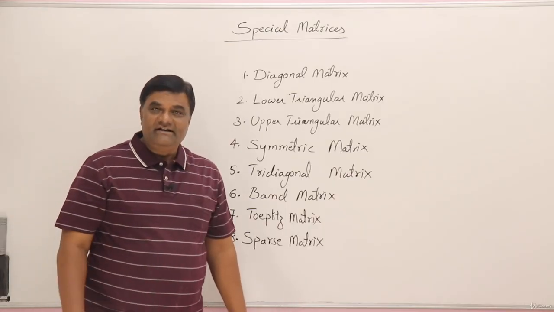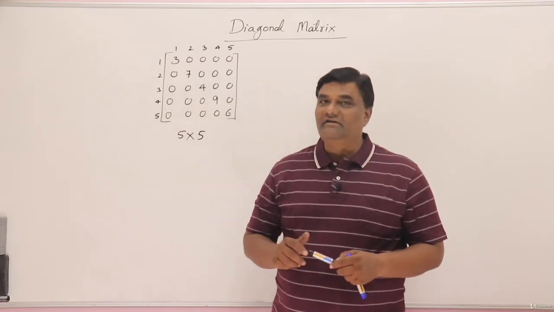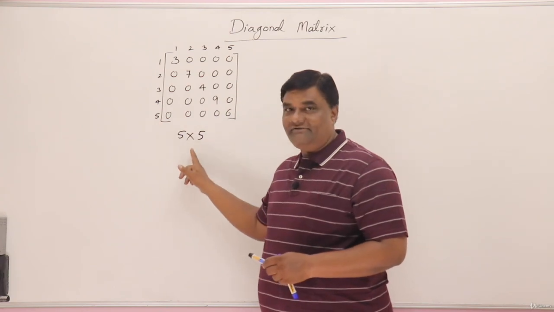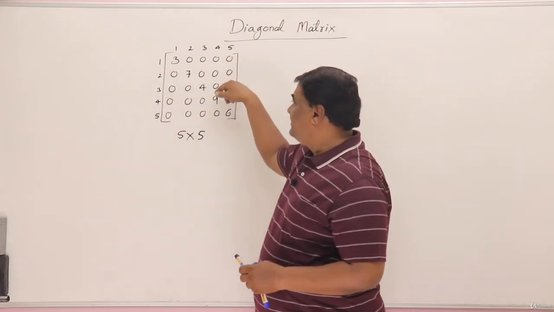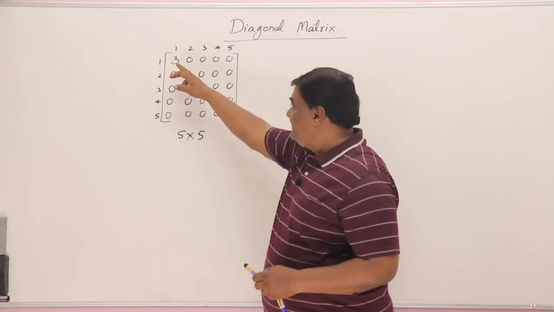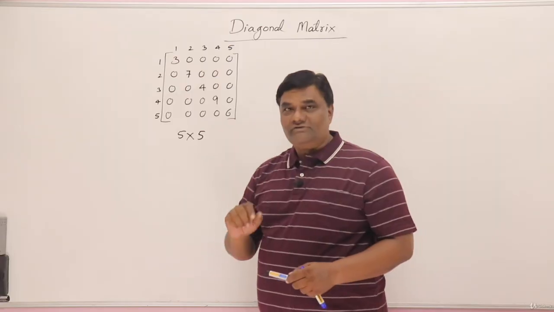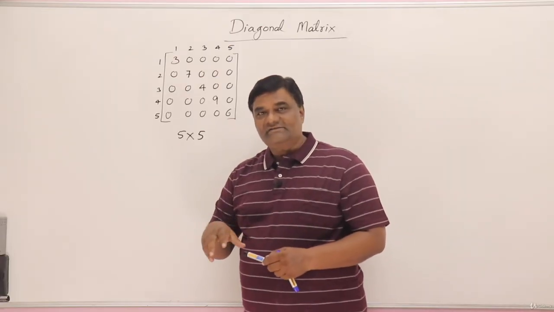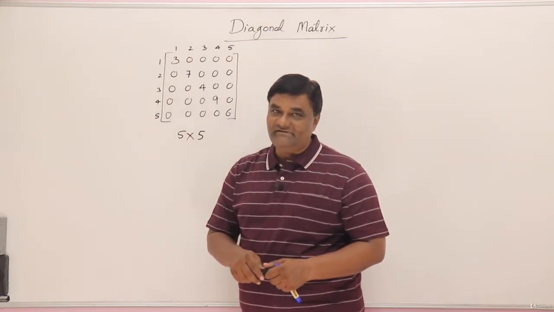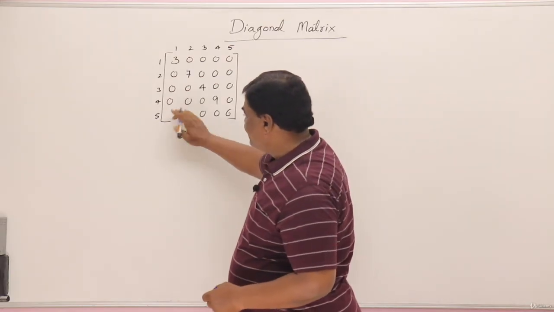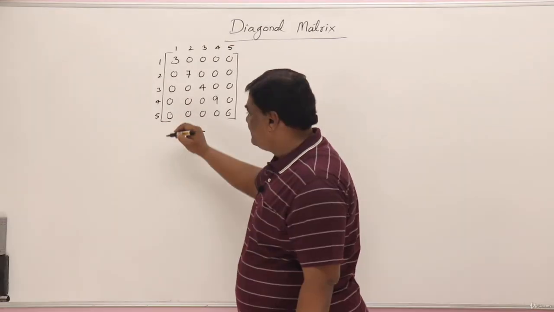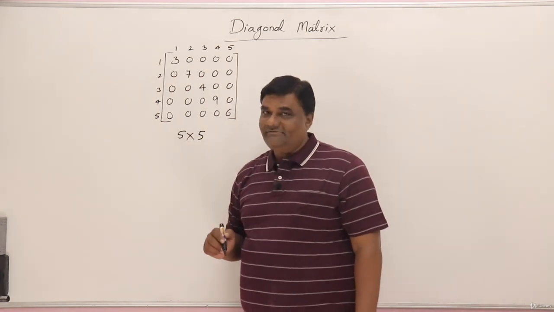So let us start with diagonal matrix. This is a diagonal matrix. I have taken a diagonal matrix of order 5 by 5, that is 5 rows and 5 columns. And here you can see that most of the numbers are zeros and only the elements in the diagonal are non-zeros. So the important thing is, other than the diagonal, all elements must be zero, then only we say it's a diagonal matrix. Suppose I have some element here, let us say 5, then it's not a diagonal matrix. This must be 0. So the important condition is all those elements must be 0.